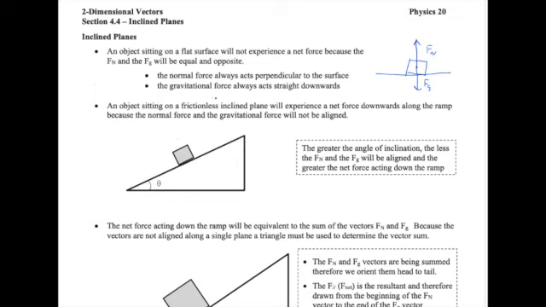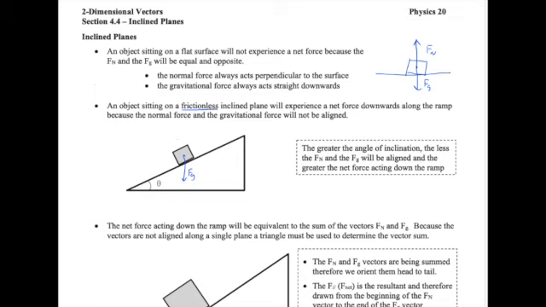Now if I put an object on an inclined plane, and we'll start with something that's frictionless, so it's really just gravity and normal force acting on it, we're going to get a net downward force there. That's because the normal force changes. My force of gravity is still going to be straight down.